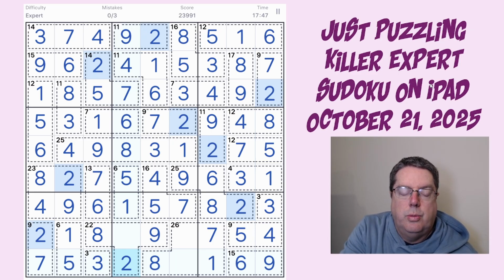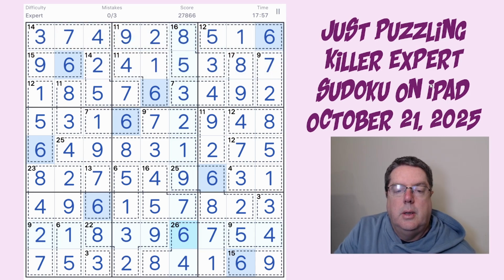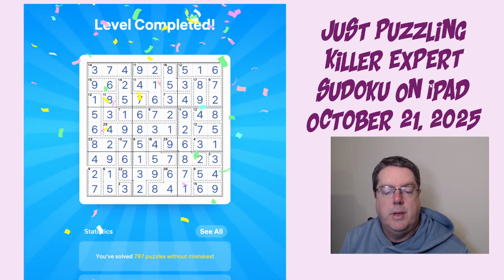So that equals 19, so that must be a 3. 1, 2, 3, 4. So 4 is there. 5, 6. Alright, so we did that puzzle in 17 minutes.